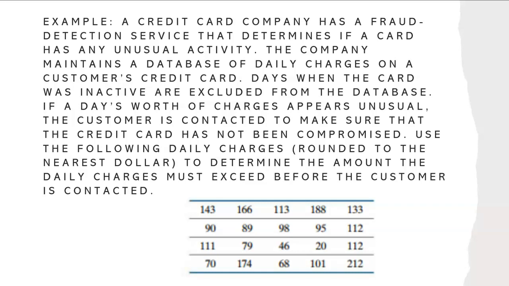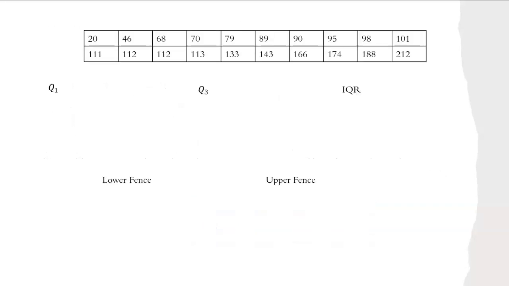So we're going to take these 20 numbers and put them in order from smallest to biggest, and I have done that here. I have 20, 46, 68, 70, so going this way. And I've separated them. It was 20 numbers, so I separated it into the lowest 10 and the highest 10. So I have my lowest 10 up here at the top, my highest 10 at the bottom here.